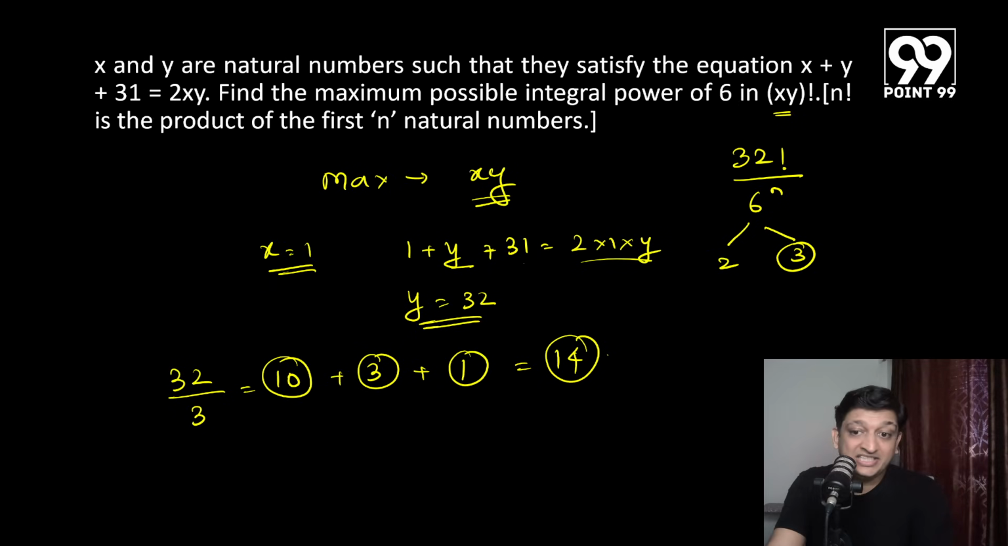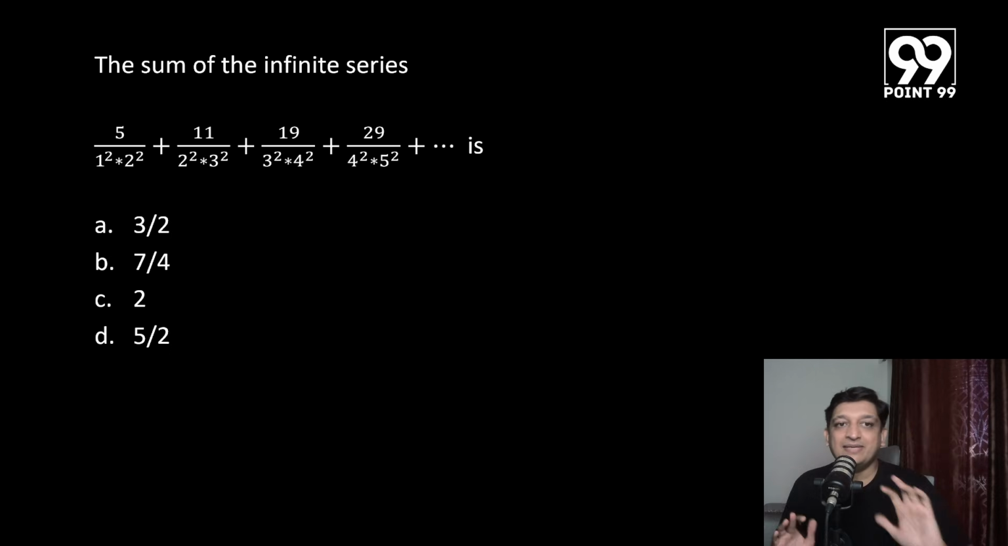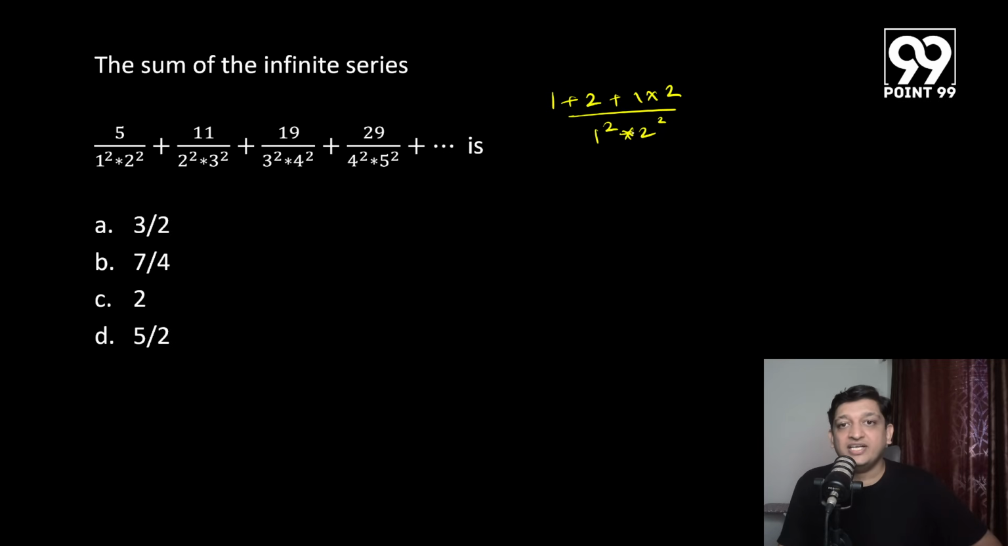Now let's look at the next question that we have here. And this is a very interesting question again. So you have to find the sum of this infinite series. 5 upon 1 square into 2 square, 11 upon 2 square into 3 square, and so on and so forth. Now what you are expected to do in this case is, of course, find out what exactly is the sequence that we have here, right? And that is typically going to be an issue because I don't know how many of you will be able to figure out that this sequence is basically 1 plus 2 plus 1 into 2 divided by 1 square into 2 square.